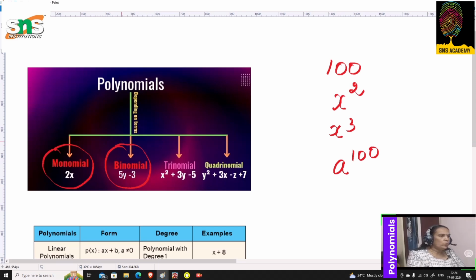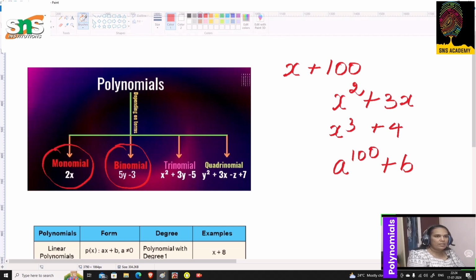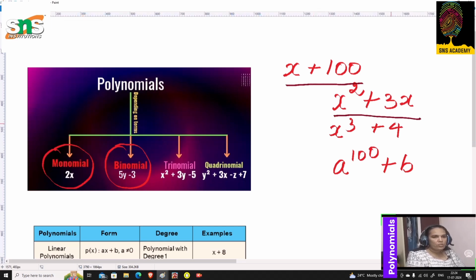Suppose the number of terms is 2, there are two terms available. For example, x plus 100, x square plus 3x, x cube plus 4, a to the power 10 plus b. When you observe these examples, we have two terms. So in an algebraic expression, if we have two terms, we call it a binomial. Bi means two, as when we divide into two parts we call it bisecting. The same thing here, we call it a binomial.